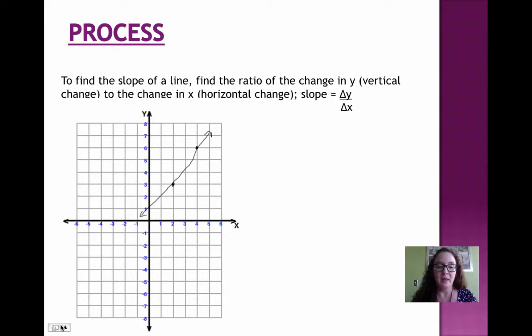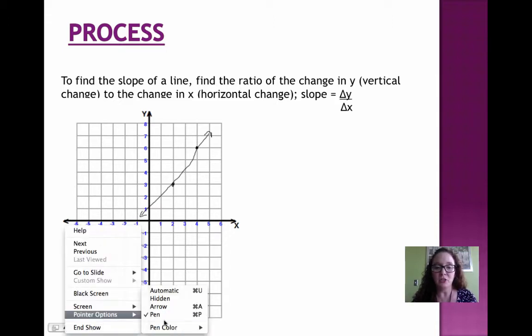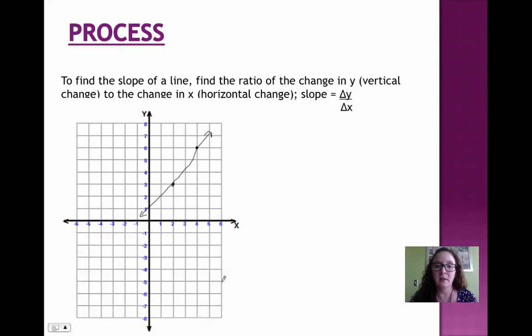Okay. And we can count the change in vertical. So if we went from this point to this point, it changes vertically 1, 2, 3. So the change in y is 3, and now we have to go for the change in x, which is horizontal. We're going this way, 1, 2. So our slope is 3 over 2.